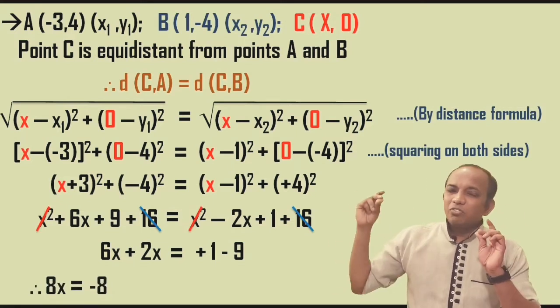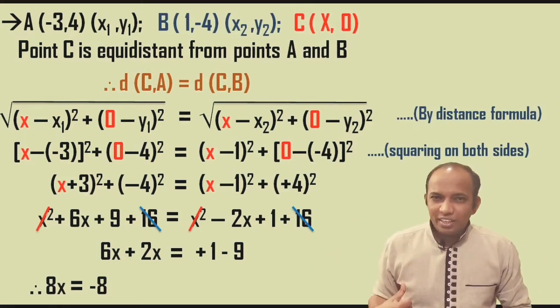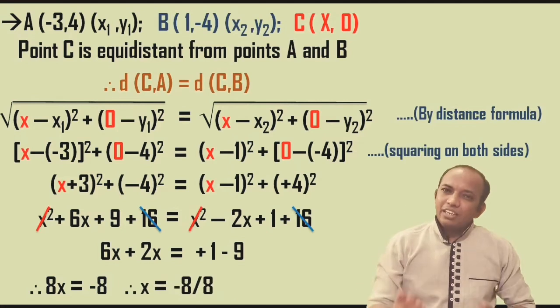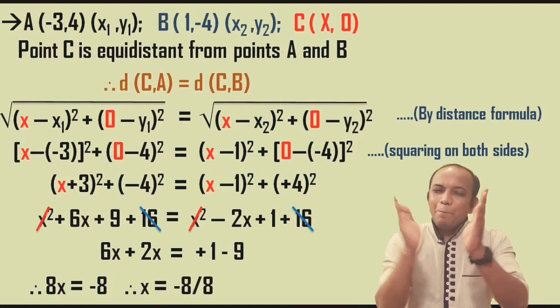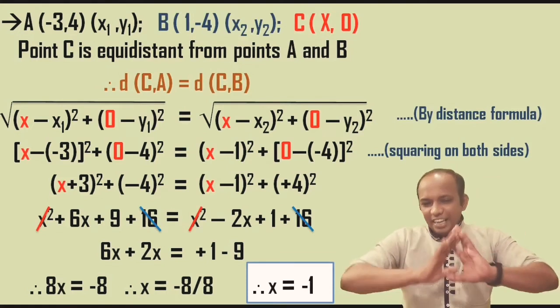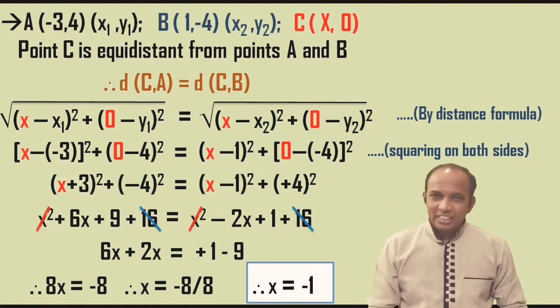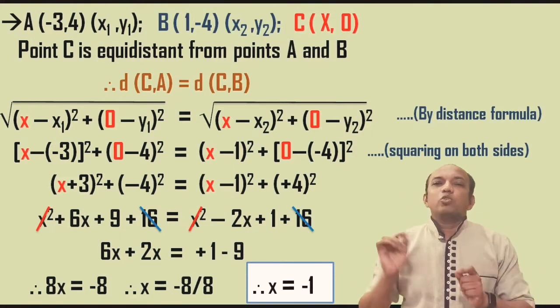After shifting that 8 to the other side of the equality, we get x equals negative 8 divided by 8, and bingo, that's our answer. x equals negative 1. In short, as a final answer, we can say the coordinates of C are nothing but (-1, 0).